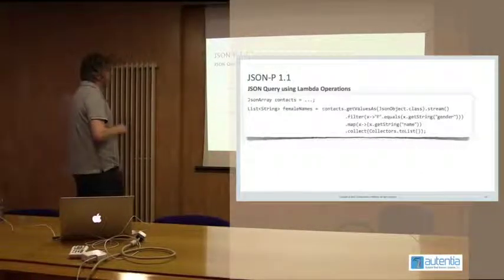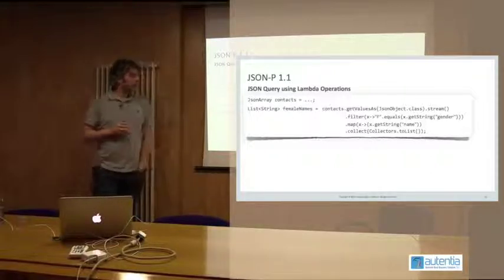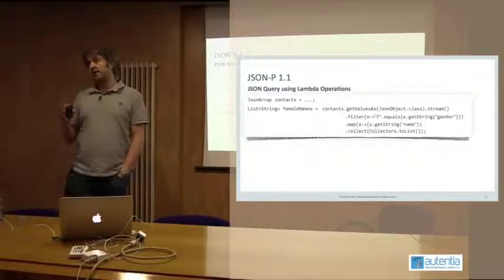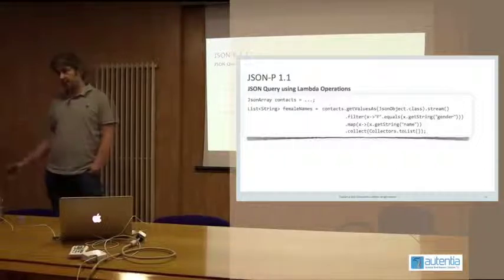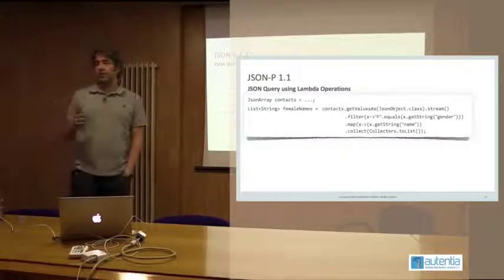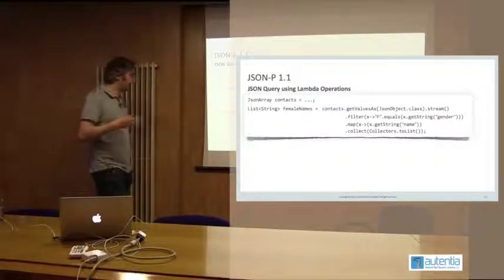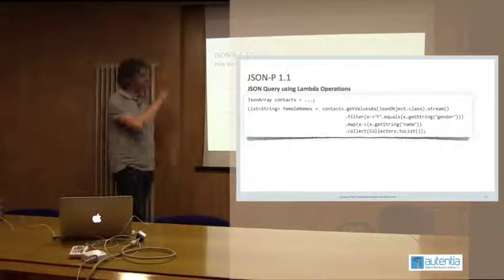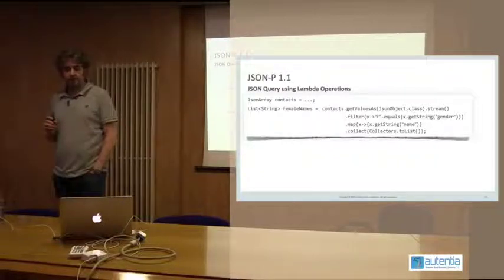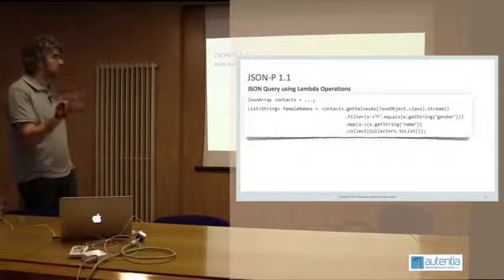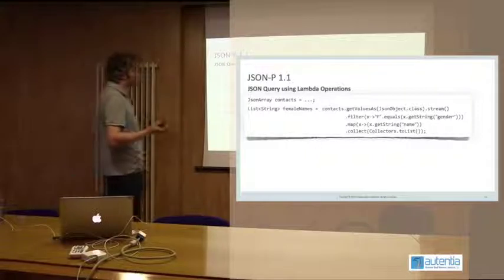Something else that we would like to do in JSON-P 1.1. Something I need to mention is that it will be based on Java SE 8 at minimum. So the minimum version that you will have to use is SE 8. So in JSON-P, we would like to have something like that. That's basically a use of the stream and the lambda API of SE 8.